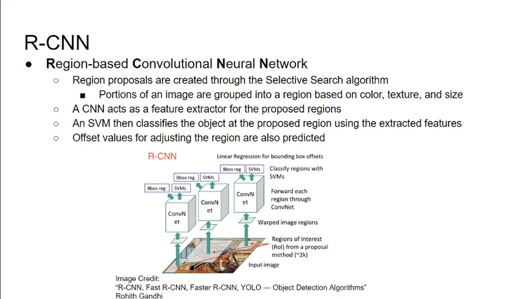So, our model architecture is an expansion upon an earlier RCNN. This is a region-based convolutional neural network. First, it uses selective search to propose regions. It does this by scanning an image and grouping portions based on color, texture, and size. Once regions are proposed, a CNN acts as a feature extractor for a proposed region, and then an SVM classifies a region's feature map as to what object it most likely is, as well as outputting offset values for adjusting the bounding boxes around a region or object. And below is a diagram.